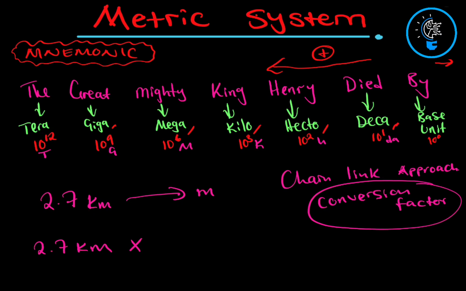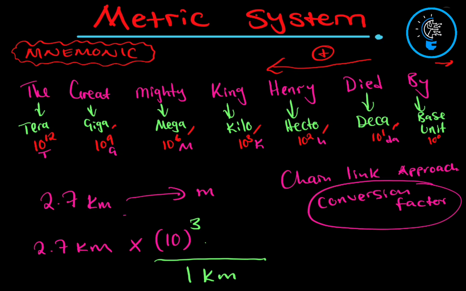Now, how do you form a conversion factor? You need to see the relationship between kilo and the base. By the way, meters is the base unit. Kilo has 10 to the power 3, so this 10 to the power 3 will be allocated to the base unit. So we have 10 to the power 3 over 1 kilo.